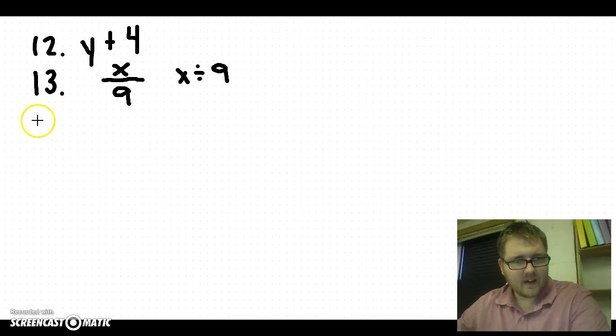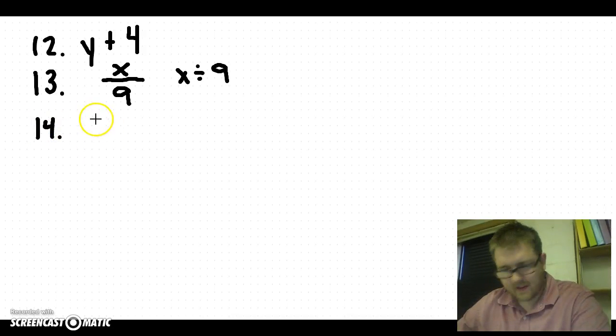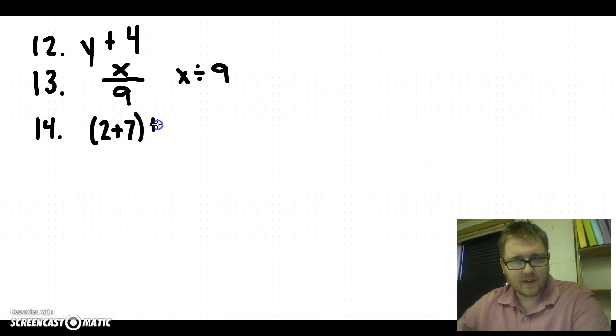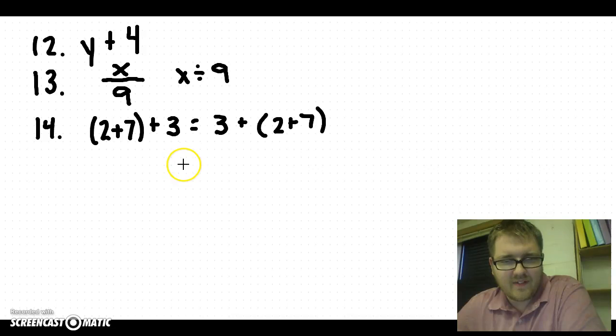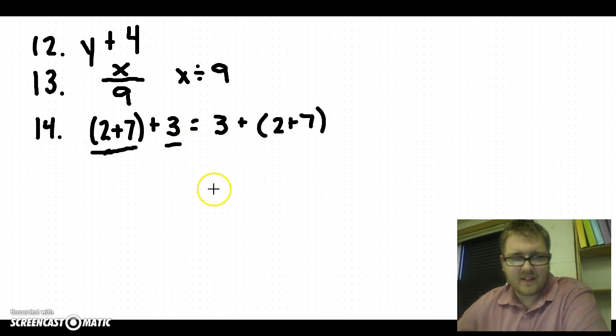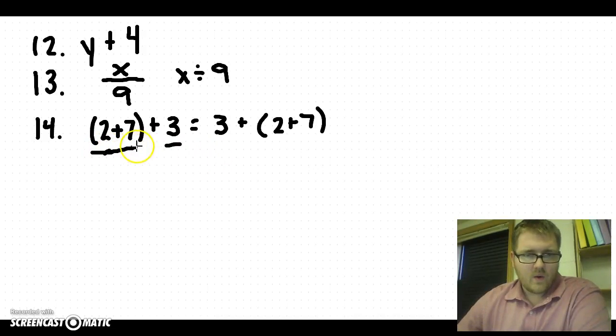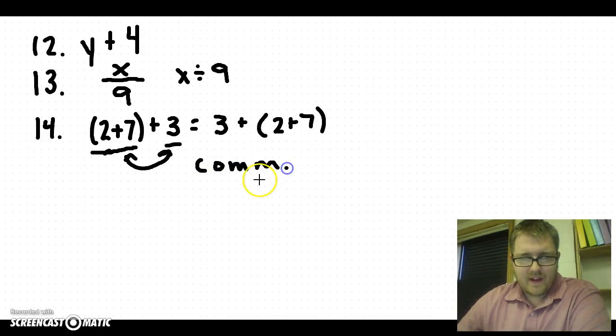For 14, we're naming properties. We've got parentheses 2 plus 7 plus 3 is the same as 3 plus parentheses 2 plus 7. Now, you might be tempted to say associative here, but notice that I am moving this something I'm adding, and then this something I'm adding, the two add-ins there. When I switch the order of those two, like I have over here, that's going to be the commutative property, anytime I'm rearranging numbers or values.